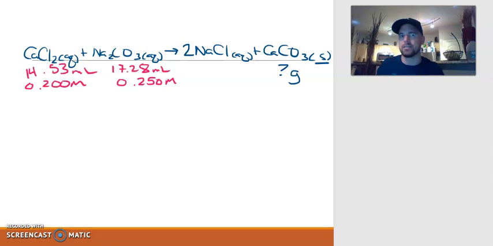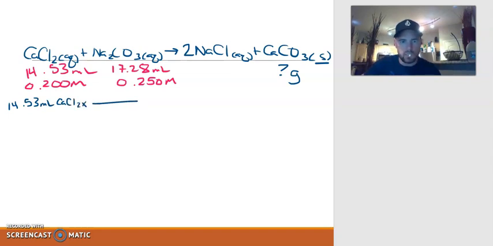I have 14.53 milliliters. How am I going to get that converted to moles? Well, this is an aqueous solution. So the way we do it is we use our molarity. The molarity is going to serve as a conversion factor. So what I'm going to do is write down what I'm given: 14.53 milliliters of the calcium chloride.